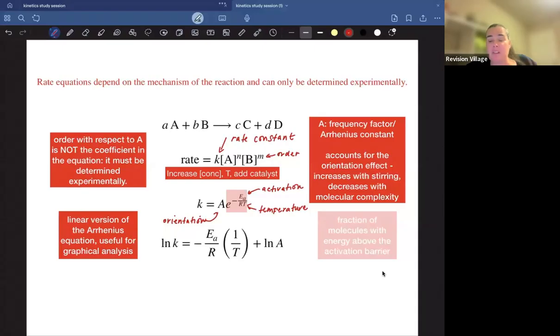If we stir, if we grind a solid, we would increase some of the orientation pieces. We would make it more likely that two molecules could collide with the right orientation because we're making them strike in different ways. And so we would increase the rate constant. The other thing the rate depended on was the concentration. I've just pulled that out to show you that the rate is going to be two things, the rate constant k, and then the concentrations of the reactants raised to some powers.